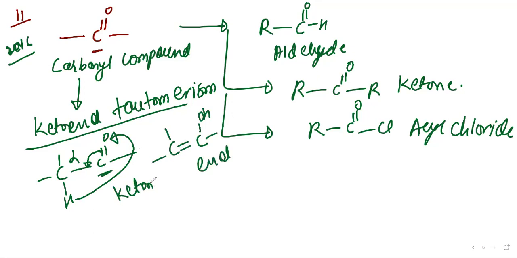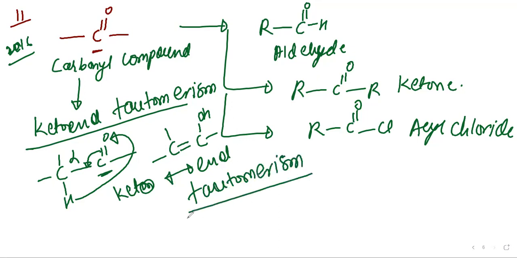So when keto and enol are converted to each other, this is called tautomerism. Carbonyl compounds easily do tautomerism. So write it down. Asked in 2016.